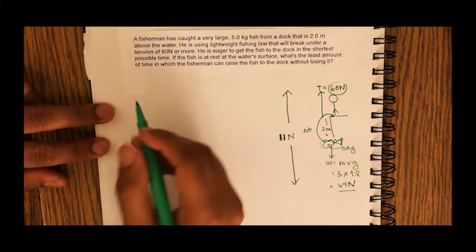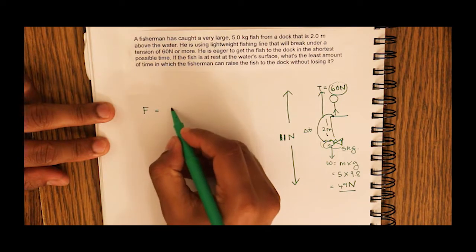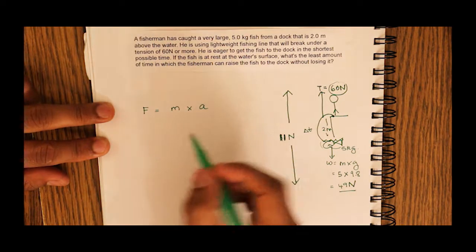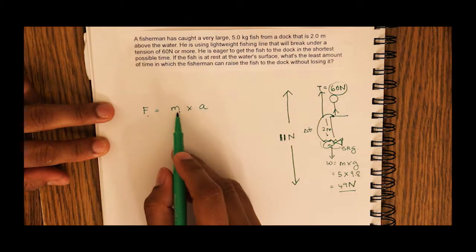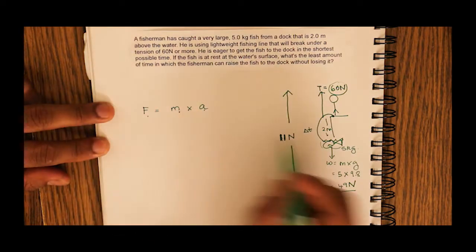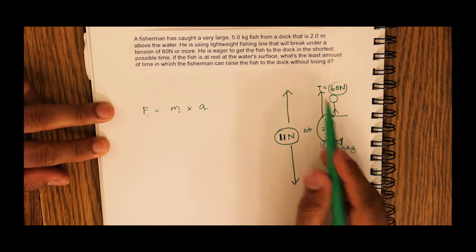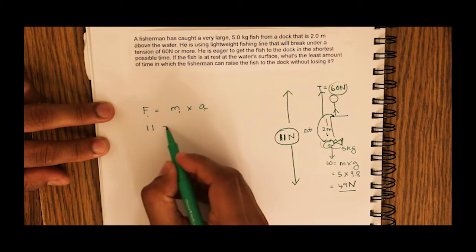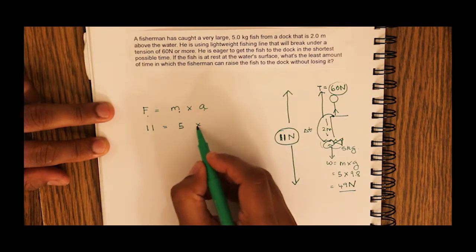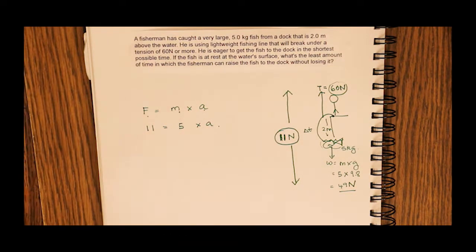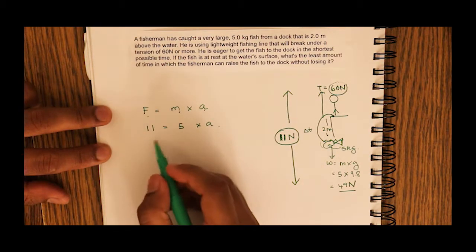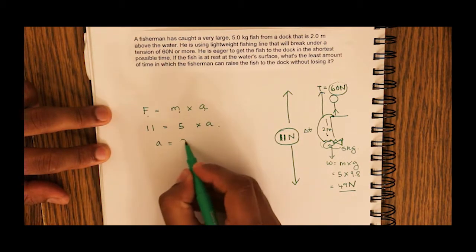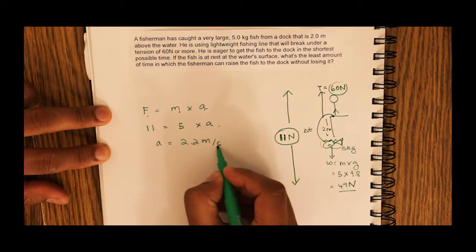So we know force equals mass times acceleration. So we know our force and we know our mass, so we can find what acceleration is. We know our force is 11 newtons, which is the maximum force which he can use to bring the fish to the dock. And we know our mass as 5 kilograms. What is our acceleration? So calculator, 11 divided by 5. So bringing 5 to this side of the equation, we find our acceleration is 2.2 meters per second square.